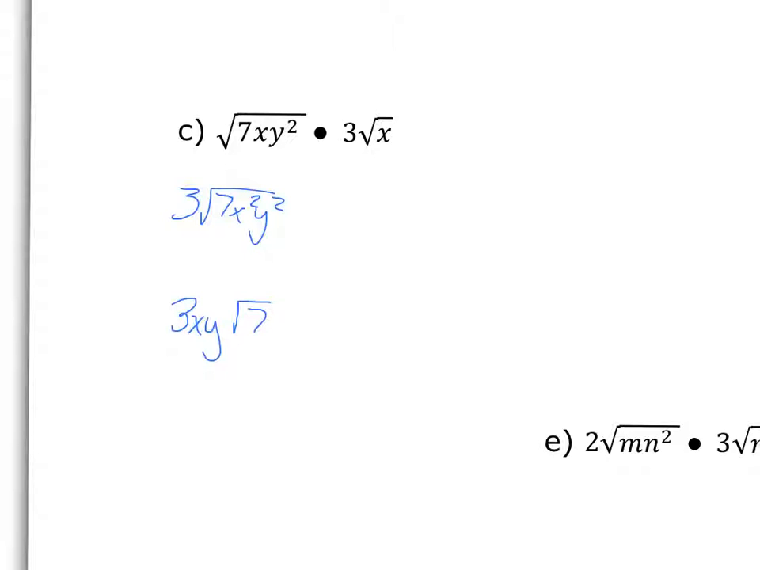Again, if 7 is something that can be broken down and taken out, do it. But 7's already prime, so 7's going to stay in there by itself. Jordan, what about the x? If you multiply it, would it be x?